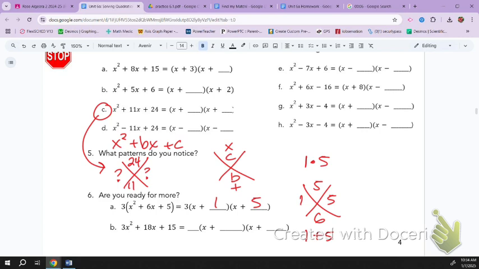Right, what we're looking at in part B here is a GCF, a greatest common factor. What are all these numbers divisible by? 3, 18, and 15. They're all divisible by 3. So I'm going to pull out 3 first. And I'm left with x squared. If I do 18 divided by 3, what am I left with? 6. If I do 15 divided by 3, what am I left with? 5. Oh my gosh, this looks the exact same.